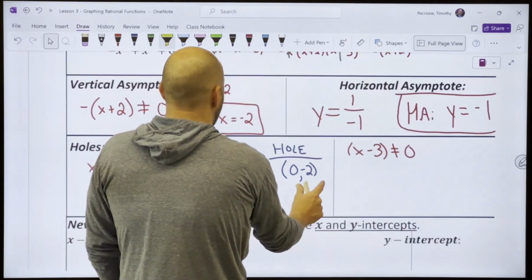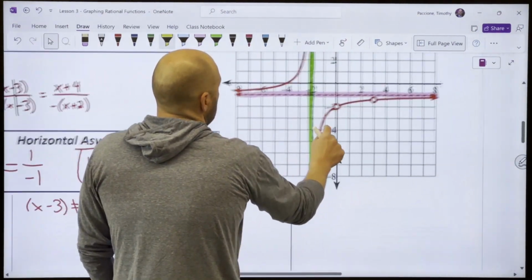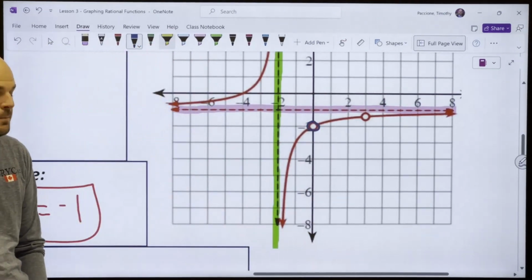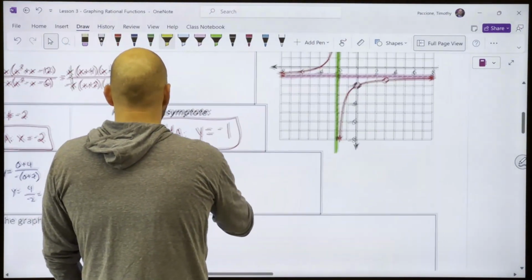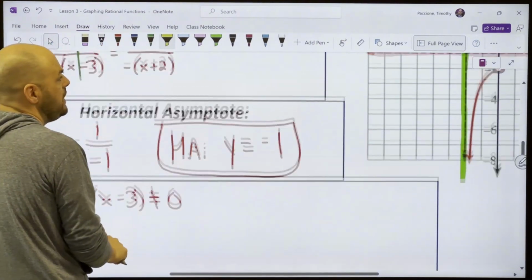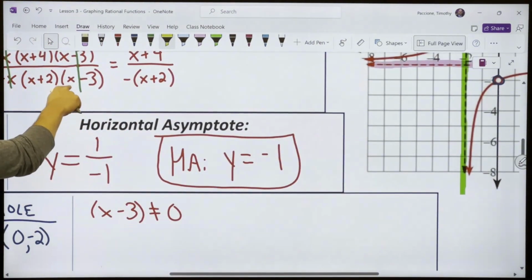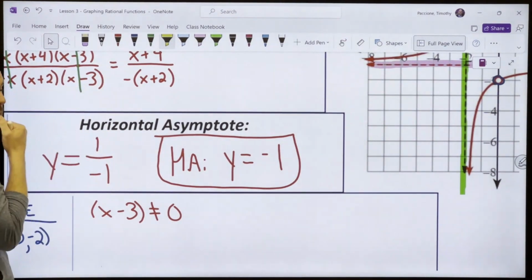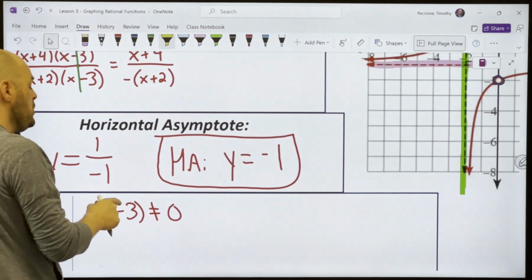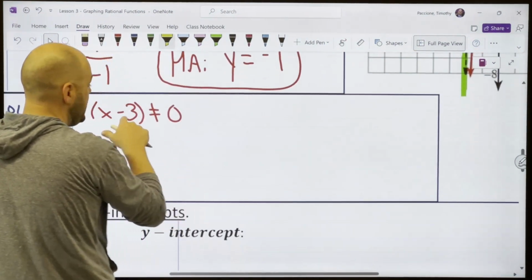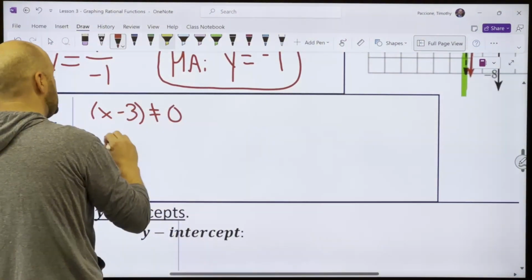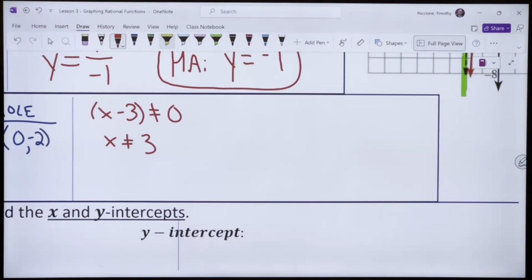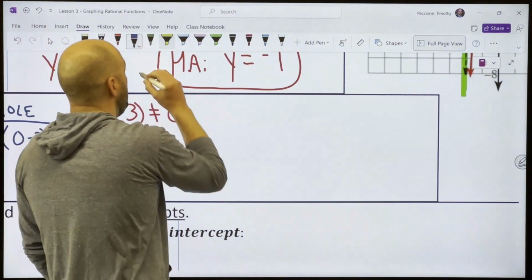If we go over to the graph and we go to (0, negative 2), I do indeed see a hole there. Now, our other hole was here. Remember we said that this x minus 3 that we canceled still has to be accounted for. That still can't be 0. It would still cause a problem. So if x minus 3 cannot equal 0, that means x cannot equal 3, because 3 minus 3 would be 0. That means we have a hole.